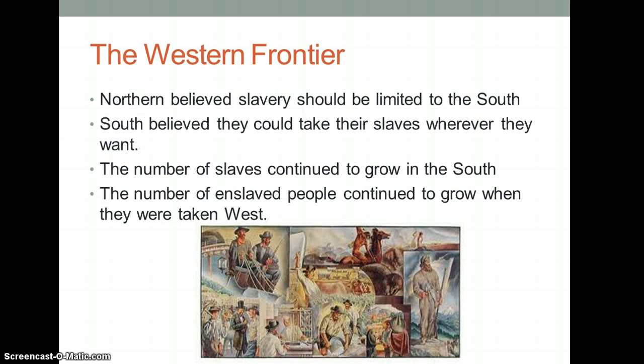The western frontier. Northerners believed slavery should be limited to the South. The South believed they could take their slaves wherever they wanted.